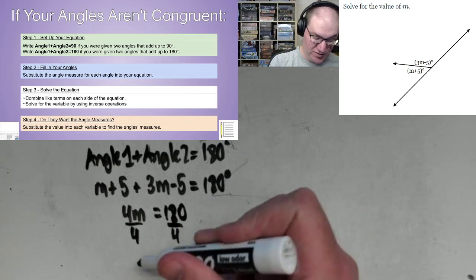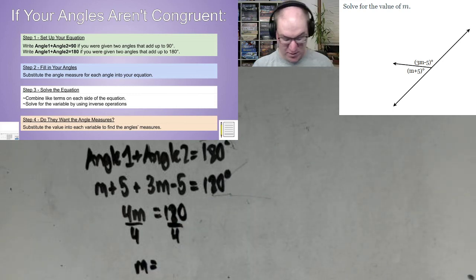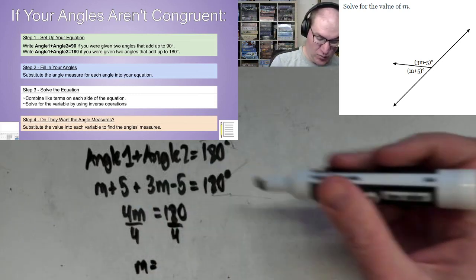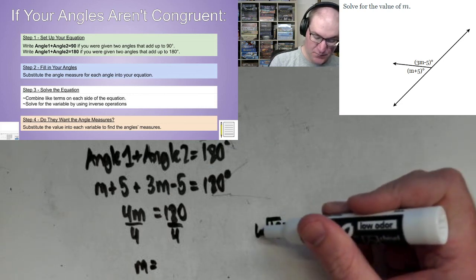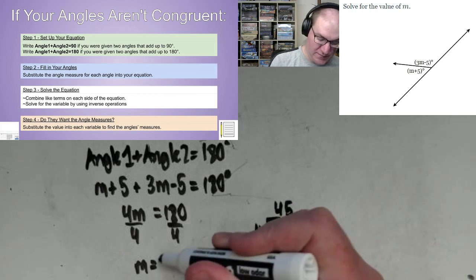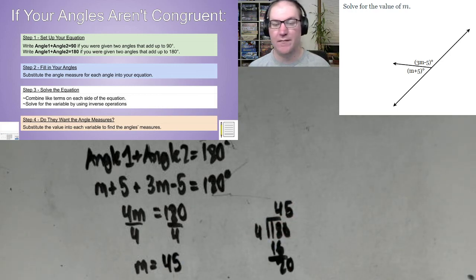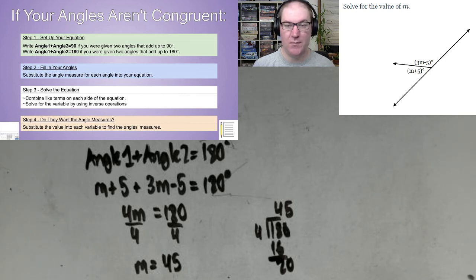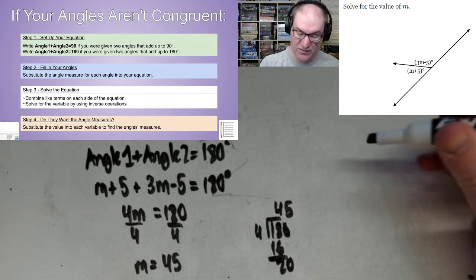Let's use inverse operations to get our m all by itself. Let's divide by 4. 180 divided by 4 is 45. So m is 45. Again, this problem says solve to find the value of m. So we should be able to technically stop. But I'm going to show you just in case a question does ask for more. I'm going to show you how to find the measure of each angle.